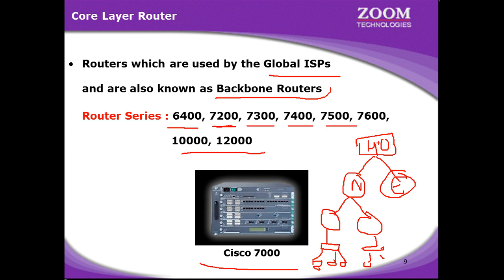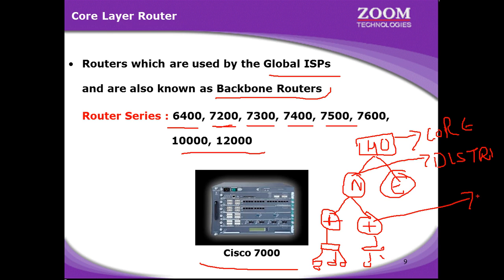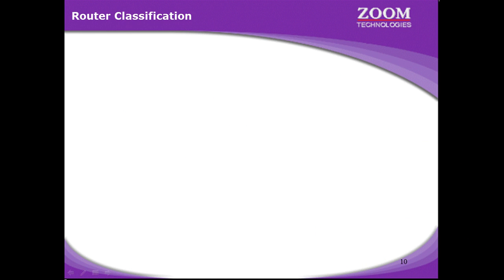So this layer is called the core layer. This layer is the distribution layer. And both of these are called the access layer, access layer routers. So I hope the core, distribution and access layers are clear to you.